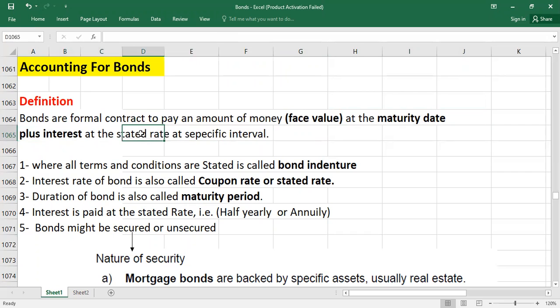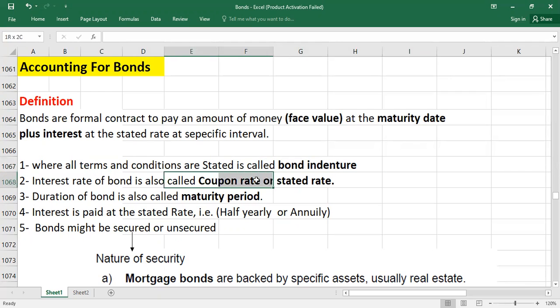Stated rate means it is the rate of interest which is mentioned on the bond. It is also called coupon rate. Specific intervals means the interest would be paid half yearly or annually. So what is the bond indenture? Bond indenture is actually a document where all the terms and conditions are stated. That is called bond indenture.